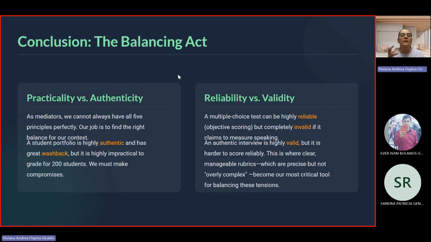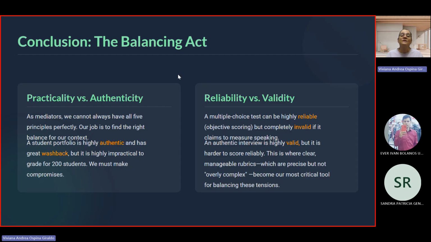So we can sometimes aim more towards one principle than others, right? So we will find a balance for our context depending on where we work. Of course, wherever the place that we are at, the assessment has to be tailored to the student's needs. So a student portfolio is highly authentic and it has great washback, but it is highly impractical to grade for 200 students. So we need to make compromises.